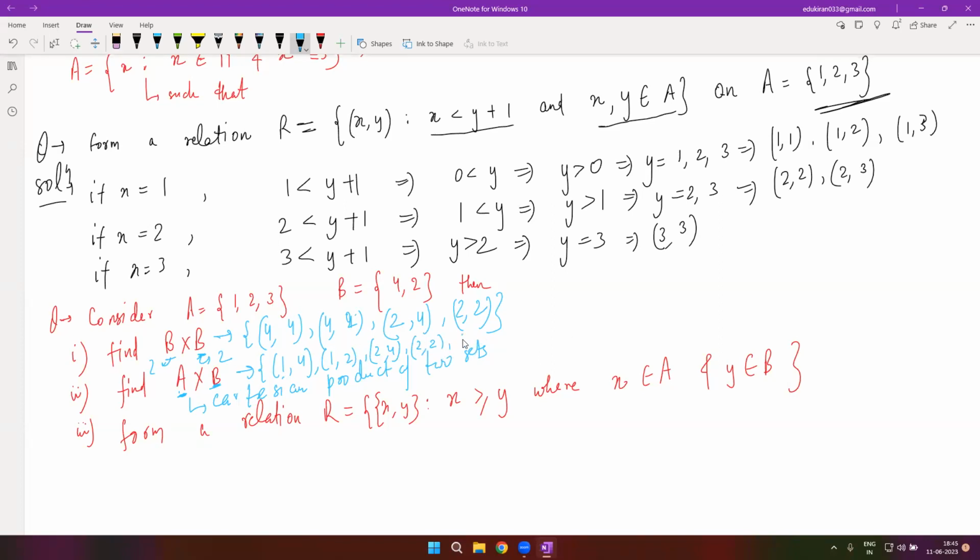I can also take 3. So it should be (3, 4) and (3, 2). So that is how we can find out the Cartesian product of two sets.